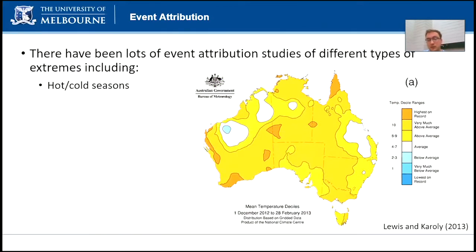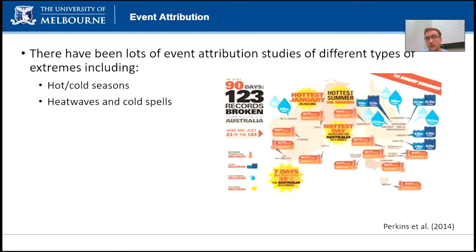This is just an example of hot and cold seasonal extremes. So Sophie Lewis led a paper in 2013 with David Karoly looking at the angry summer of 2012-2013. So that was Australia's record hot summer, and she finds that anthropogenic climate change made that event at least 2.5 times more likely. There have also been attribution studies for cold extremes, including one for frost days in Western Australia.